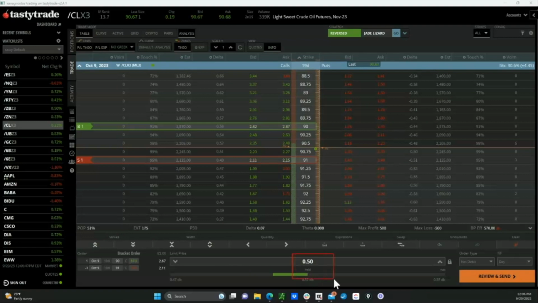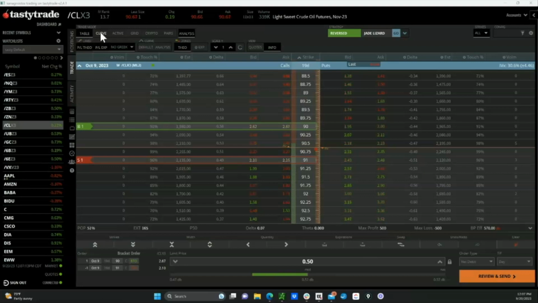We are paying a debit of 50 cents multiplied by 1,000. It's $500. That is our max loss. And max profit is the difference between what the spread is worth and the debit paid. So in this case, $1,000 spread minus $500 is also $500. So max profit 500, max loss 500, and that's also our capital requirement to place the trade.